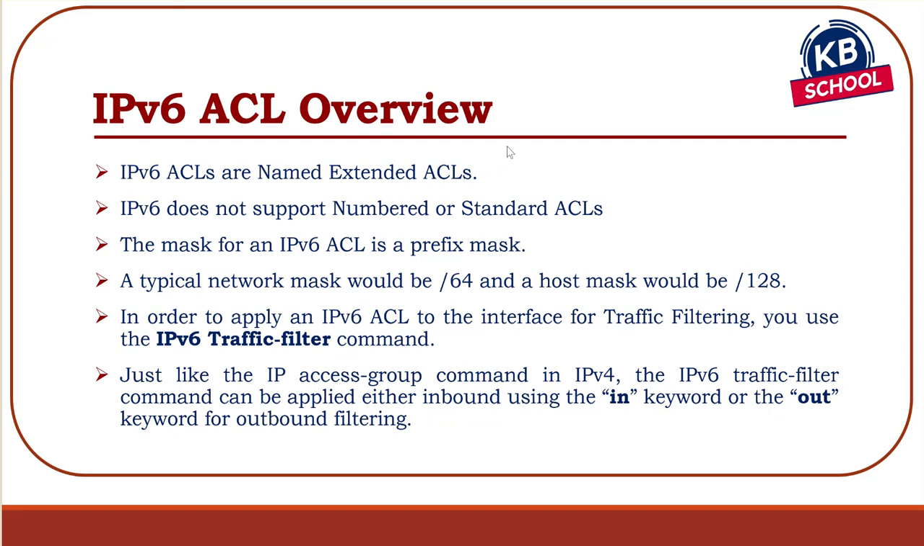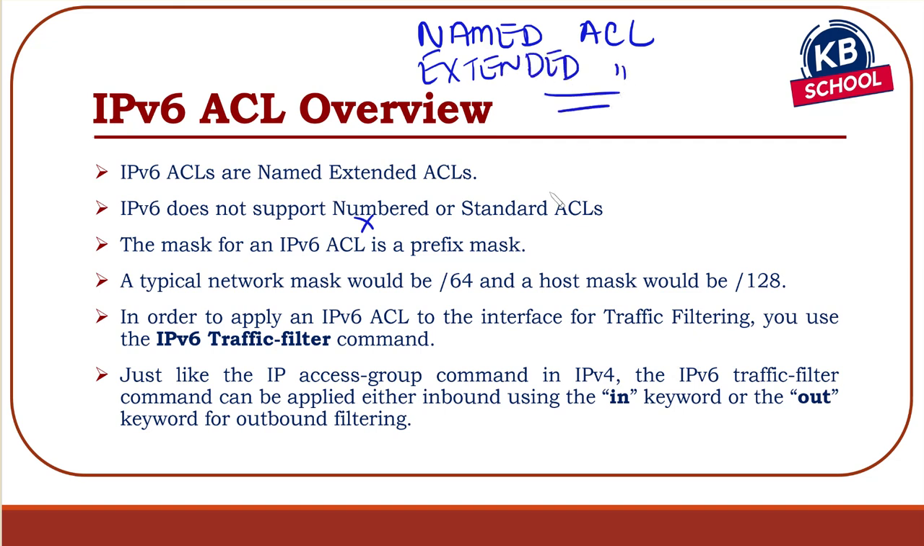Now, the next thing is the differences. What are the differences between IPv4 and IPv6 ACLs? One major difference: when you create an IPv6 ACL, it can only be a named ACL. It cannot be a numbered ACL, and it's an extended ACL. So automatically, without you specifying it, it knows that the ACL that you have in IPv6 is a named extended ACL. What does that mean? It has the ability to block based on source and destination address and the protocol. It does not have the ability to just block based on the source address.